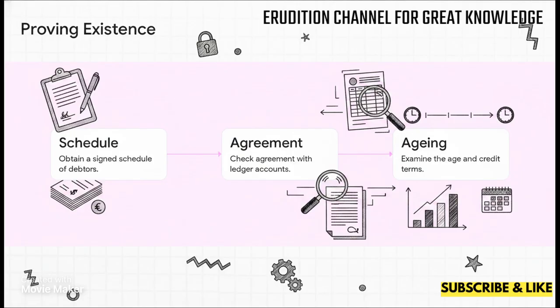They pay really close attention to the age of the debts, like, has the age been properly determined? Are the outstanding amounts actually in line with the entity's standard credit terms? They even check to make sure any transfers between accounts are properly evidenced. It is a meticulous, line-by-line verification.